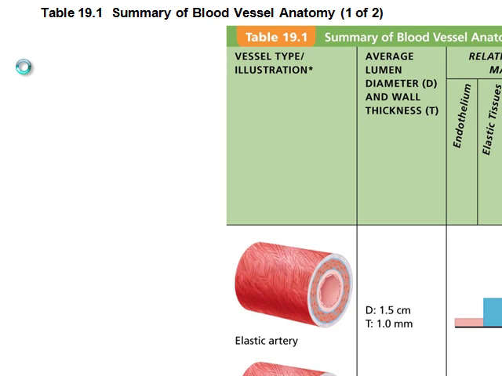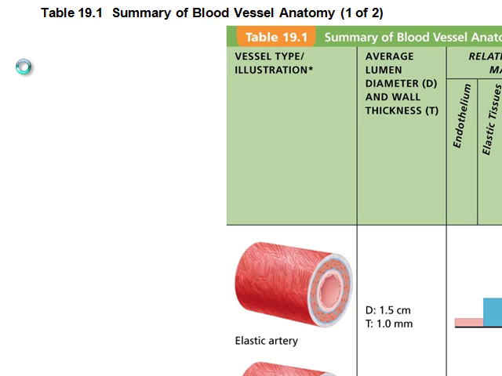And what does a muscular artery have more of? Muscle. Very good. You guys are wicked smart today. The other thing that changes is the lumen. And you notice average lumen diameter, D, and wall thickness, T. That's also included in this. So the lumen is going to change as well. The lumen's a little thinner in diameter. In an elastic artery, it gets wider when it stretches out.